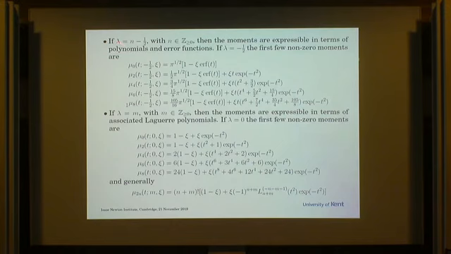And in fact, there are two special cases. If lambda is n minus a half, then you can write the moments in terms of an error function and a polynomial times an exponential. If lambda is an integer, then the moments are expressible in terms of associated Laguerre polynomials. These are what the first few are for lambda equals 0, but more generally, if lambda equals m, this is what the nth one actually is. So you can explicitly get them in terms of associated Laguerre polynomials.